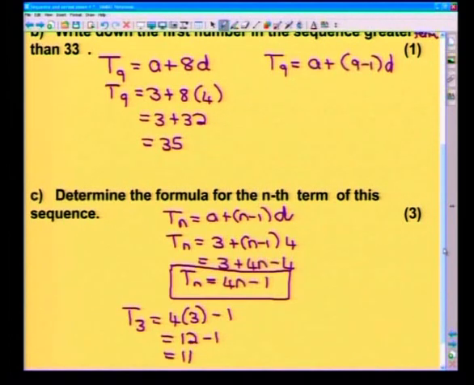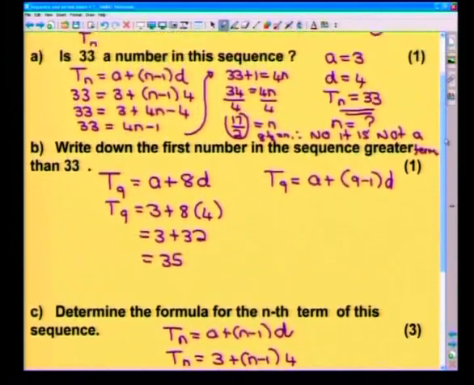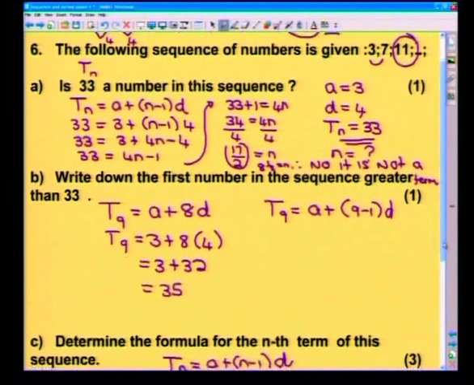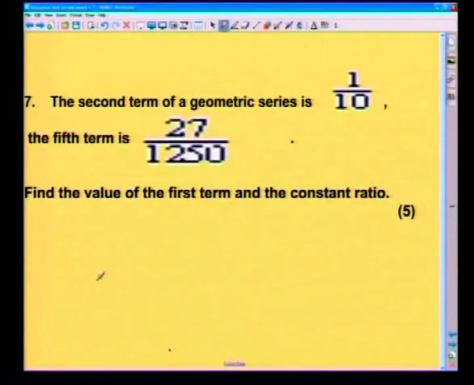And if I look up here, let's see if that's true. Yes, term 3 was 11. So it is working. My formula is perfect. So what's nice about this section, you're actually in a position to check whether your nth term would work if you have the first 3 terms or any terms really in the sequence. Let's have a look now at the next example and see what they're going to do with this.